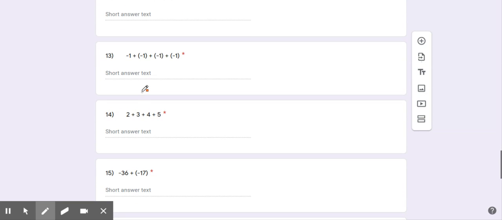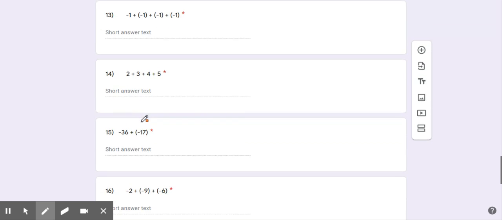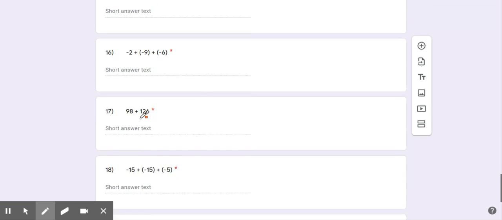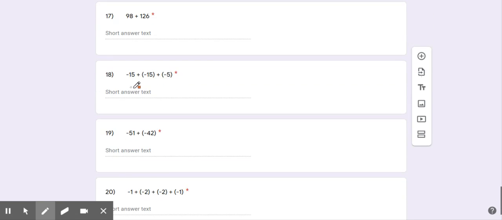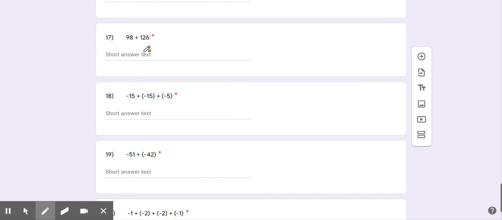Okay, skip down here to number 13. You see I have 4 integers. Okay, it doesn't matter how many integers I have, I'm going to use the rule. Same signs, add, keep sign. That's negative, negative, negative, negative. I got 4 negative numbers. I'm going to add and keep the sign in my answer. Okay. Last one to look at here is number 17.